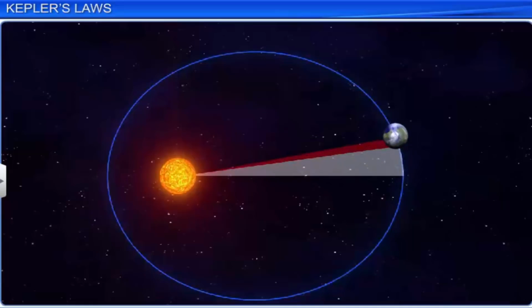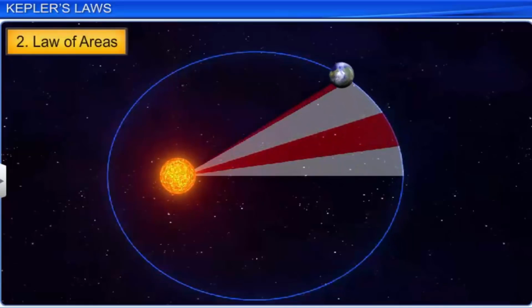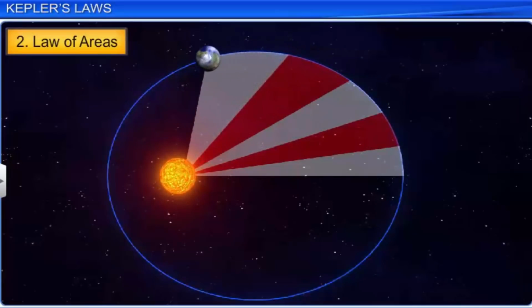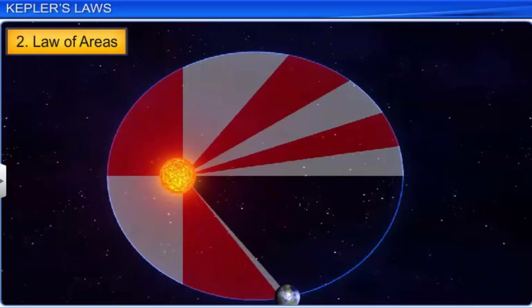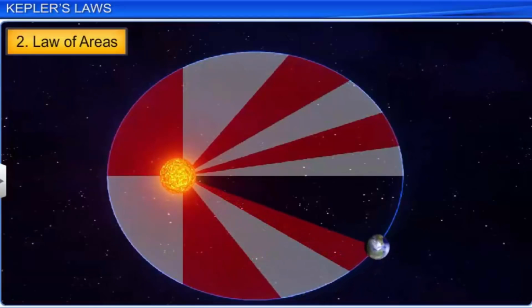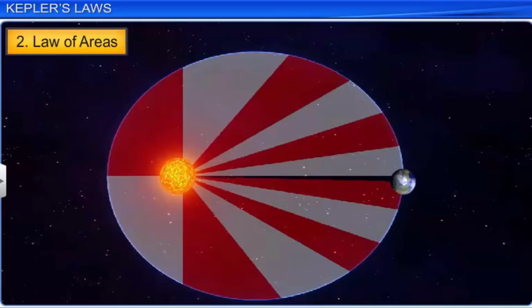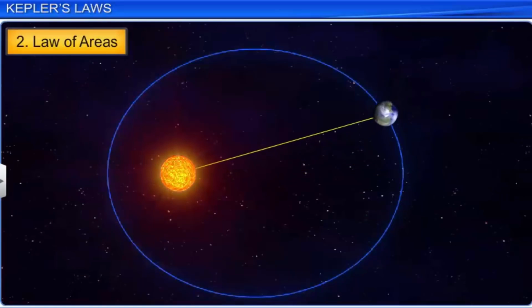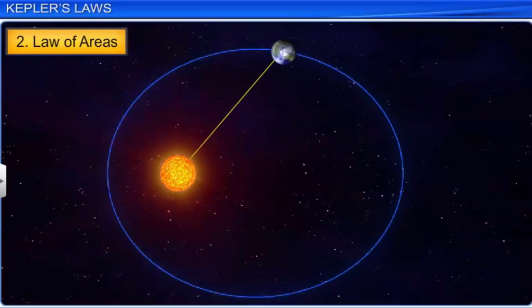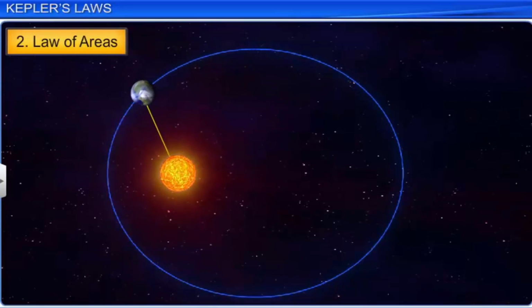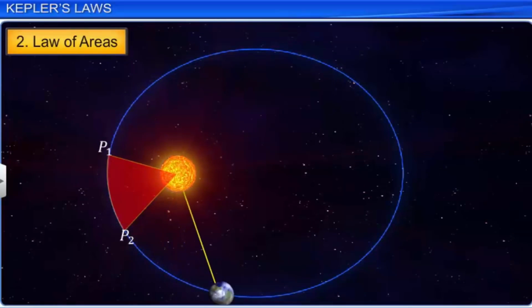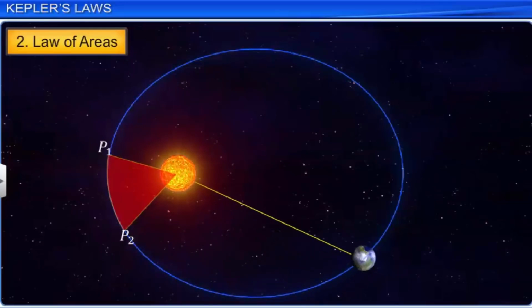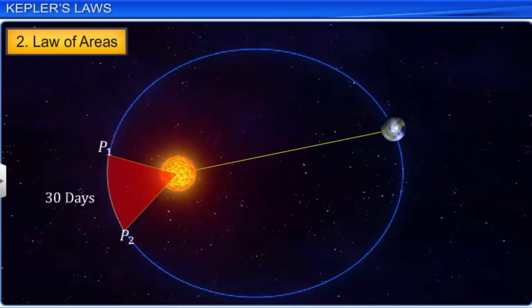Kepler's second law of planetary motion is the law of areas. According to this law, the line joining the Sun and a planet sweeps equal areas in equal intervals of time. Consider a planet revolving around the Sun. Let P1 and P2 represent its position at the start and end of a 30-day duration. Let A1 represent the area swept during this period.